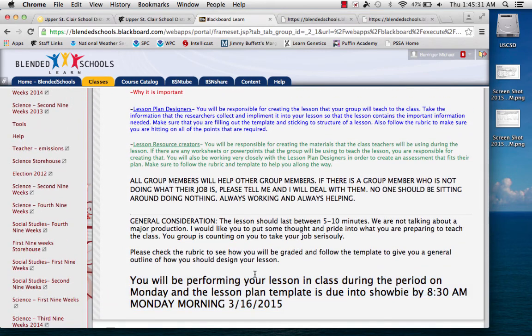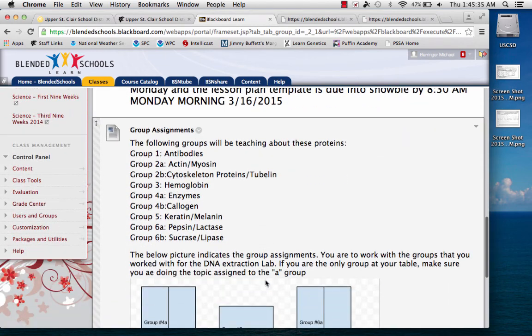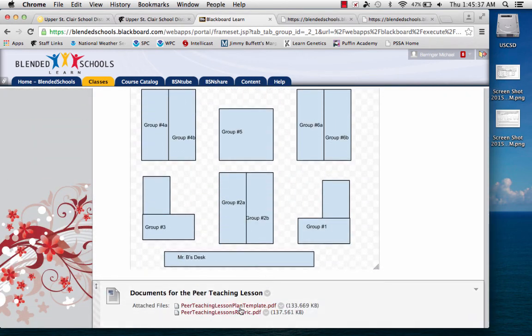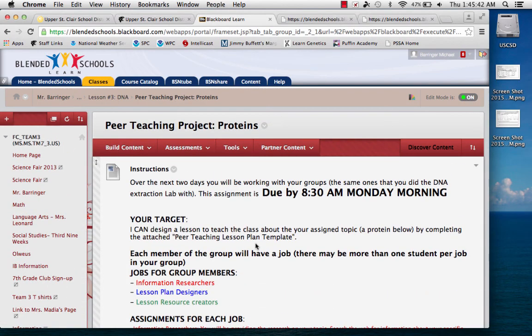Remember, take some pride in this, do a nice job, and always refer back to the rubric, and always refer back to the template. Okay, I will have this posted on Blended Schools for you to see.